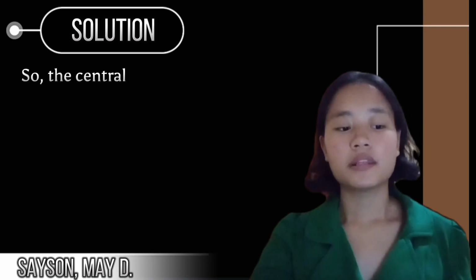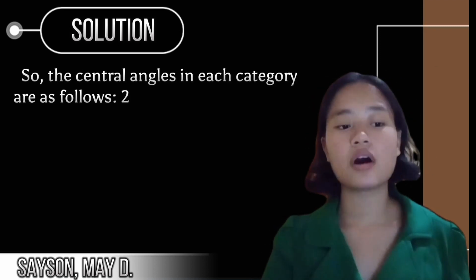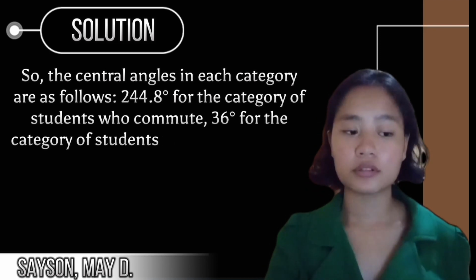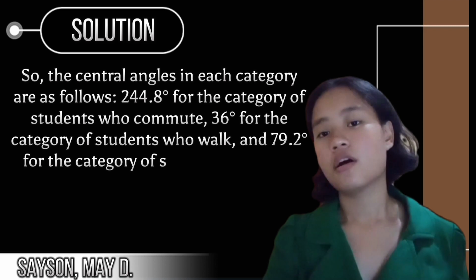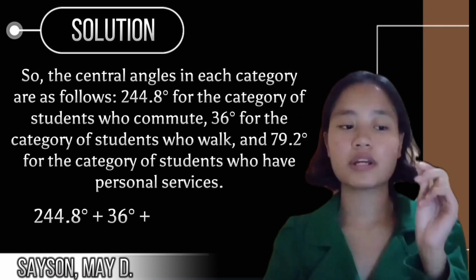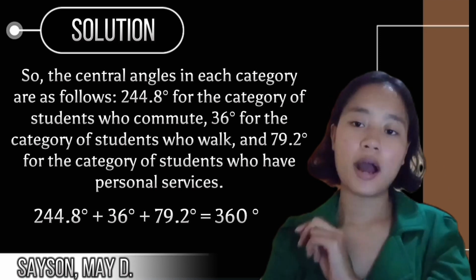In conclusion, the central angles in each category are as follows: 244.8 degrees for the category of students who commute, 36 degrees for the category of students who walk, and 79.2 degrees for the category of students who have personal services.